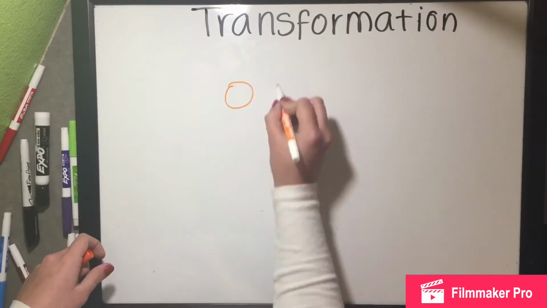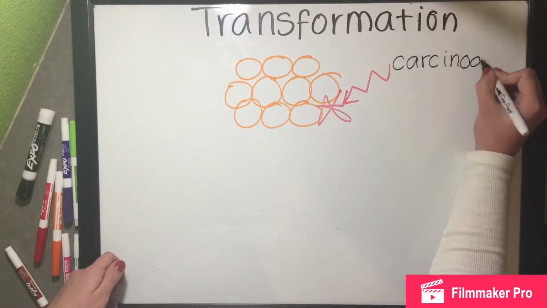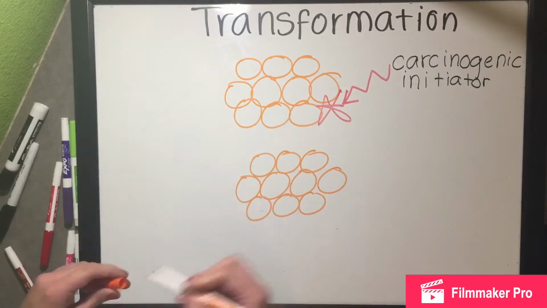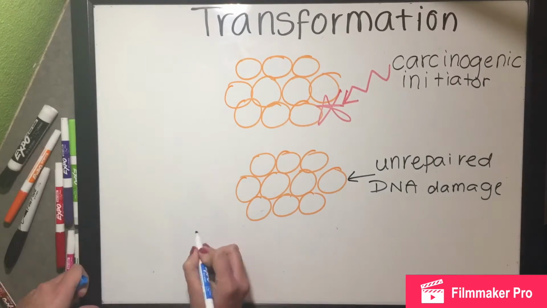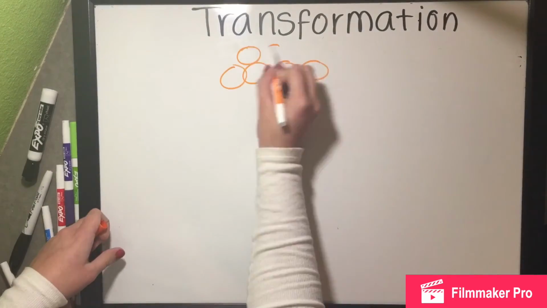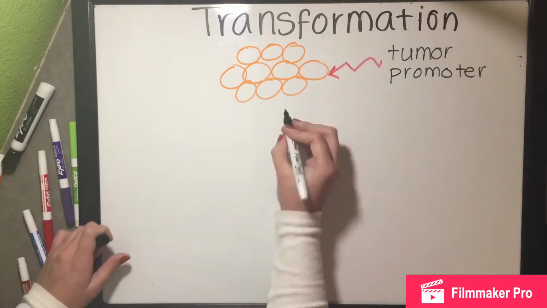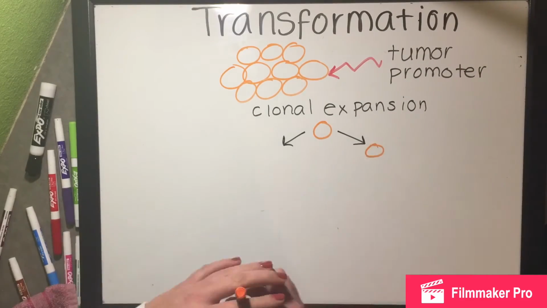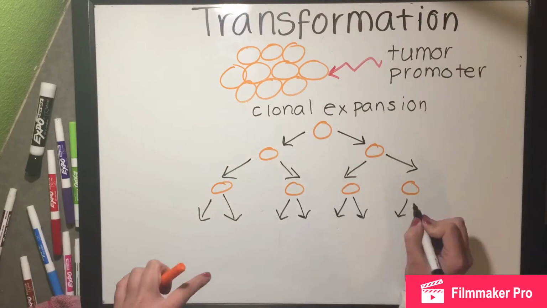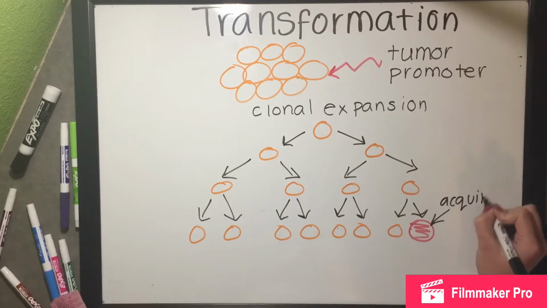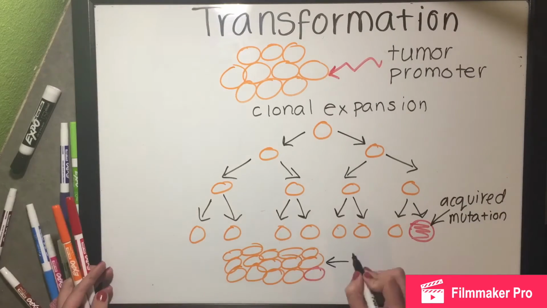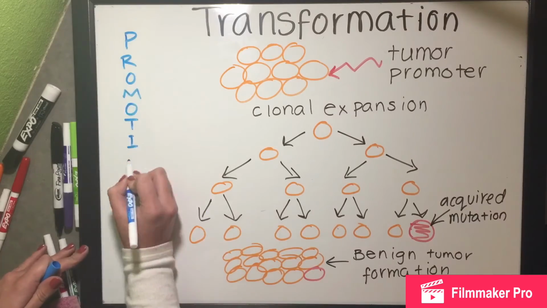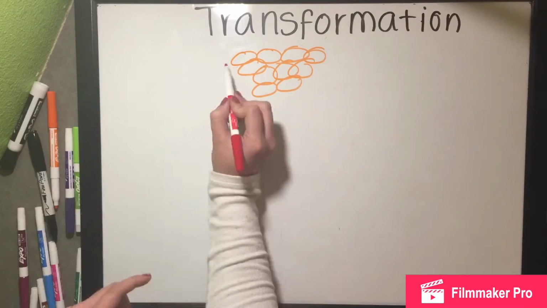Here we have a group of cells and the red spot is the carcinogenic initiator. Below that we have the unrepaired DNA damage. This is the initiation stage. Here we have a group of cells with a tumor promoter. Then it leads to clonal expansion. The acquired mutation is from the initiation stage. That can turn into benign tumor formation. That is the promotion stage.